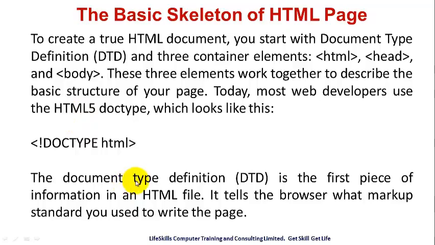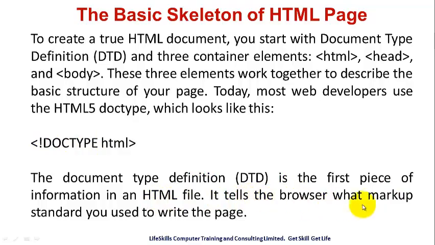Now, I don't want to confuse you with this version. I want to tell you that we are going to make use of HTML5 in this training. And when you want to make use of HTML5, you are going to start it with this document tag declaration. You must put this tag on top of your page. Every page of your website must have this declaration. It is the first piece of information in an HTML file.